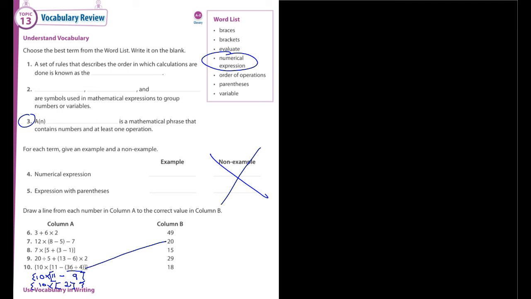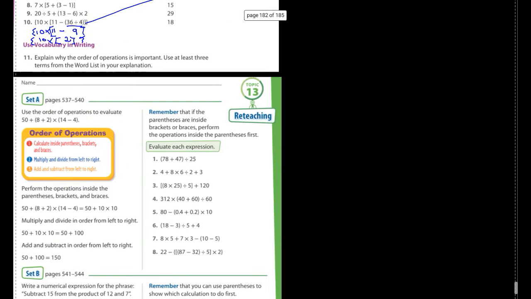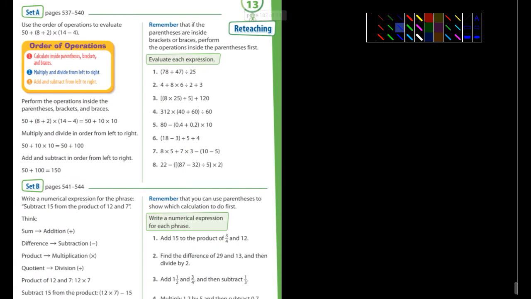Erase this. And let's look at the next page. Okay, use order of operations to evaluate 50 plus, and then in parentheses, 8 plus 2 times, and then in parentheses, 14 minus 4. Well, this is just an example. You guys have done these all throughout the year. The reteaching gives you examples, and then they want you to do all these 1 through 8 right here.